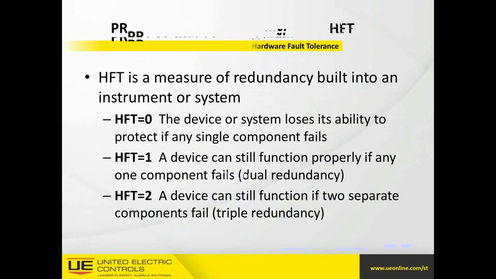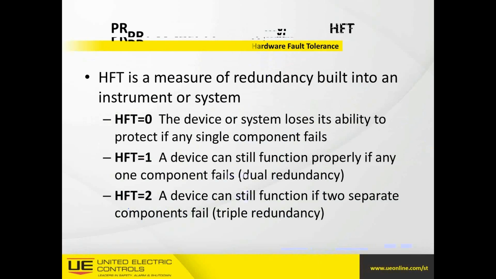All right, so the hardware fault tolerance, which we touched on just briefly, is a measure of redundancy built into an instrument or the system. And so we'll see these hardware fault tolerances anywhere from 0, 1, 2, and 3. And so just to break them down, a 0 is the device or system loses its ability to protect if any single component fails within that safety instrumented system. So if you have a hardware fault tolerance of 0, you lose any piece of the puzzle within that safety instrumented system, you have no protection.